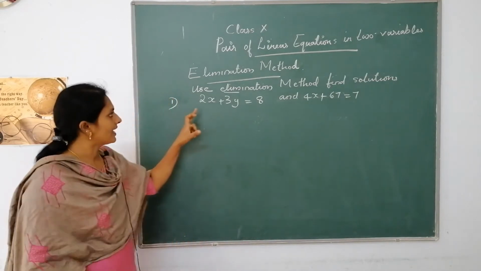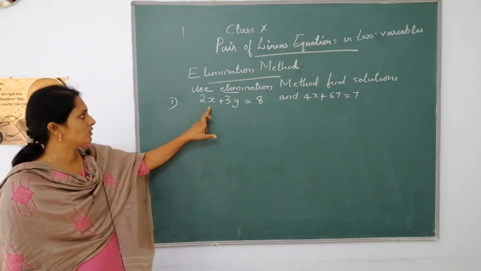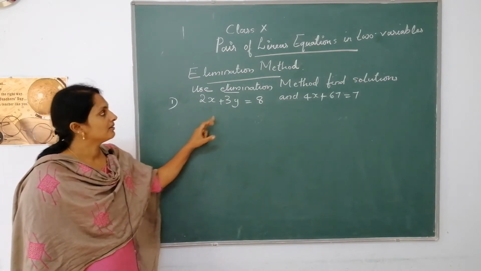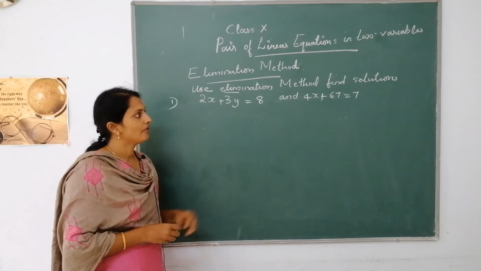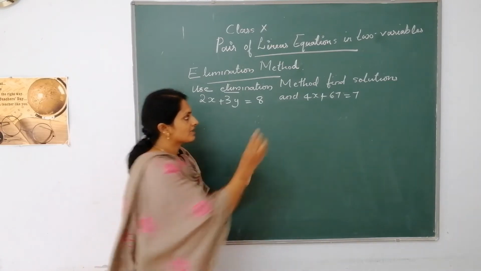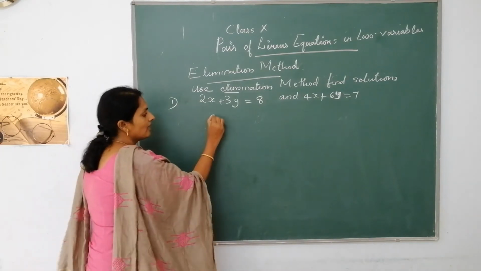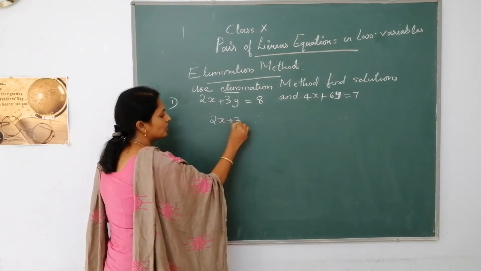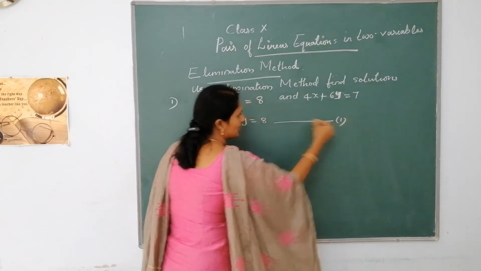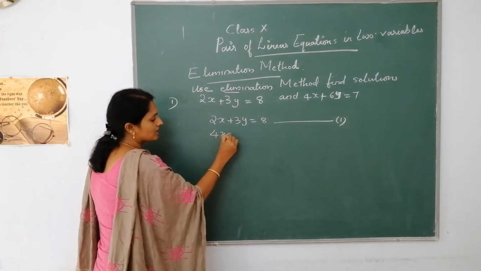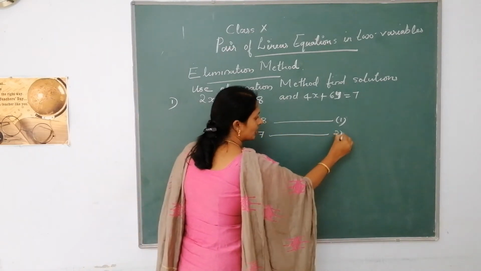Then consider one example. Use the elimination method to find the solution of the pair of linear equations 2x plus 3y is equal to 8 and 4x plus 6y is equal to 7. First, consider 2x plus 3y is equal to 8 as the first equation and 4x plus 6y is equal to 7 as the second equation.